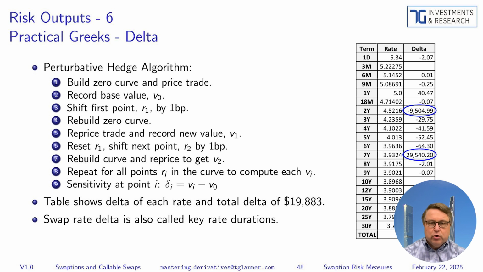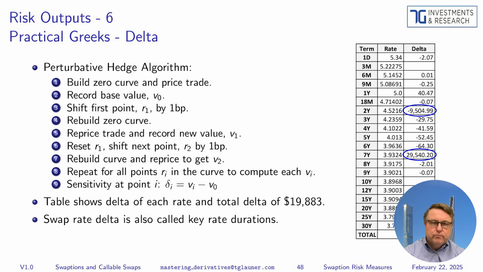Shift the first rate point R1 by 1 basis point. Now rebuild the zero curve and reprice the trade, recording the new value V1. Set R1 back to the original value and shift the next point R2 by 1 basis point. Build the curve, revalue the trade, and record the new value V2. Repeat the process for each point Ri along the curve, calculating the corresponding Vi values. Now you can compute the sensitivity at each point using delta i equals Vi minus V0, which is the base value.